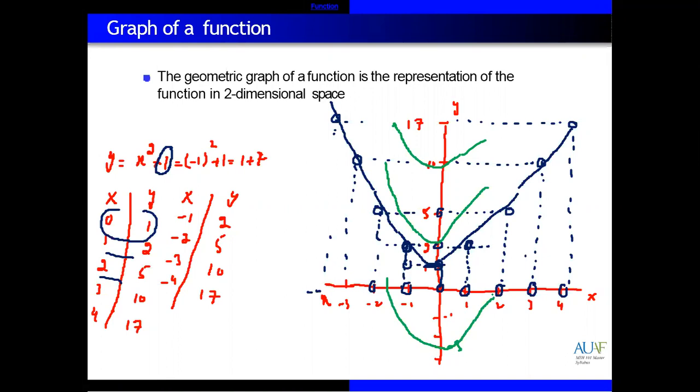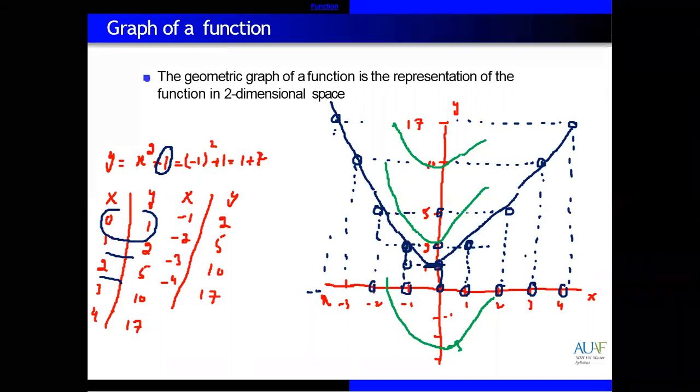And actually graph in two-dimensional space show the behavior of a function. As for example, function is increasing or decreasing, as x is increasing, y is increasing or decreasing. So in this way, this show the behavior, or you can say nature of a function.